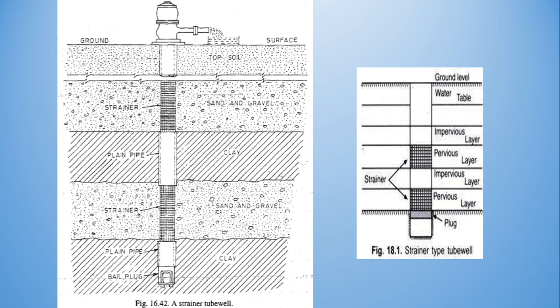You will understand this with the help of these two different diagrams which I have taken from two different books. So by default, any tube well, any bore well, is a strainer type tube well. As you can see here, wherever there is a pervious layer, there is a strainer. There is no necessity of providing a strainer in case of an impervious layer, because water does not enter through the impervious layer. So it has a very deep depth and covers many layers in between, which will have impervious layers, pervious layers, or a combination of both.